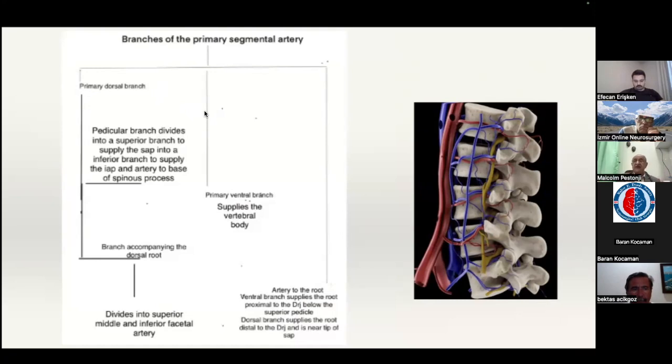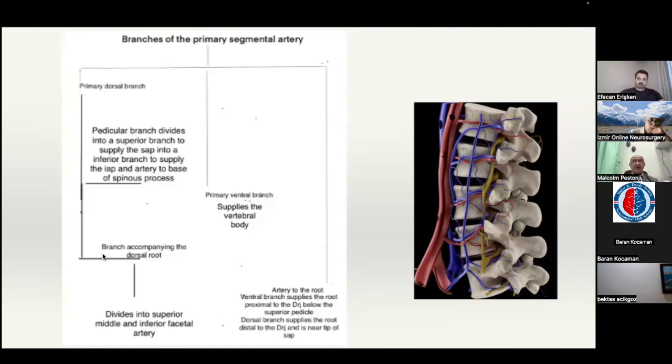The dorsal branch goes into a pedicular branch that supplies the IAP, the SAP, and the base of the spinous process. And that is why, gentlemen, sometimes when you do open spine surgery and you cut the spinous process, you see a spurter coming from there. That is the artery here.